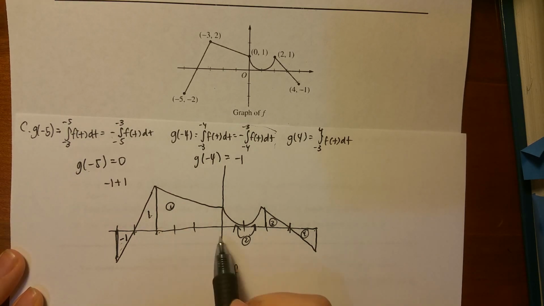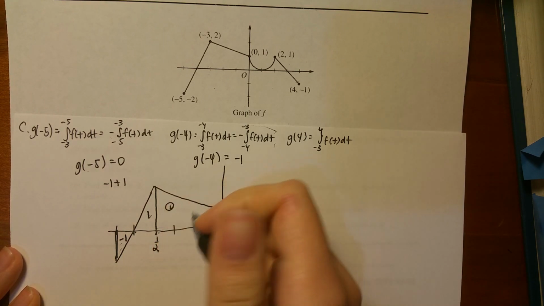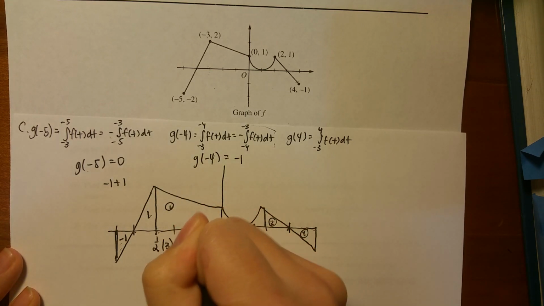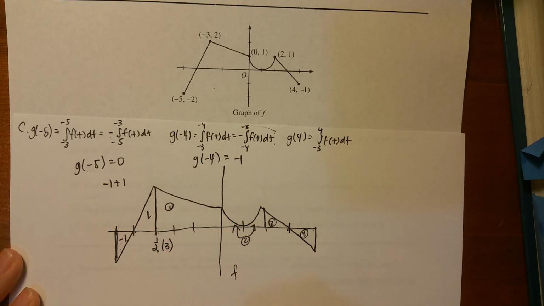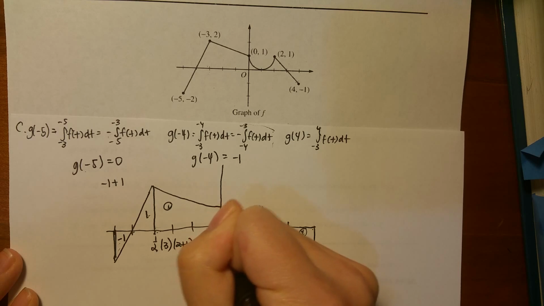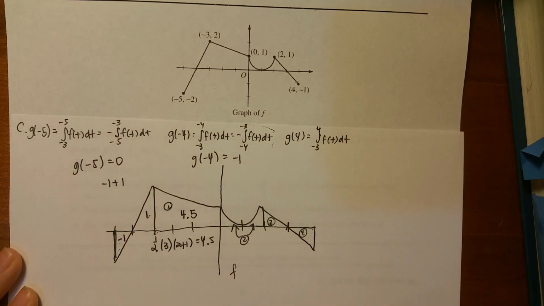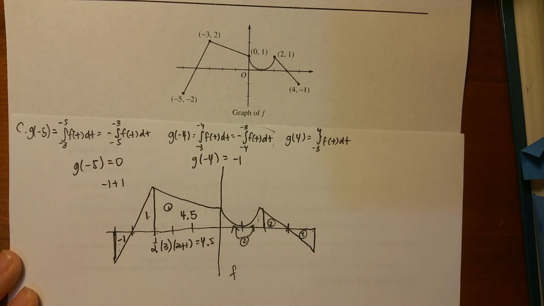So from -3 to 0 is a trapezoid. We can find the area of a trapezoid by multiplying 1/2 times the height, which is 3, times the sum of the two bases. The two bases are 2 and 1, which means the area of this trapezoid is 4.5. So this area here is 4.5. Now we can find the area of this sliver right here. So we need to view this as a semicircle subtracted from a rectangle.